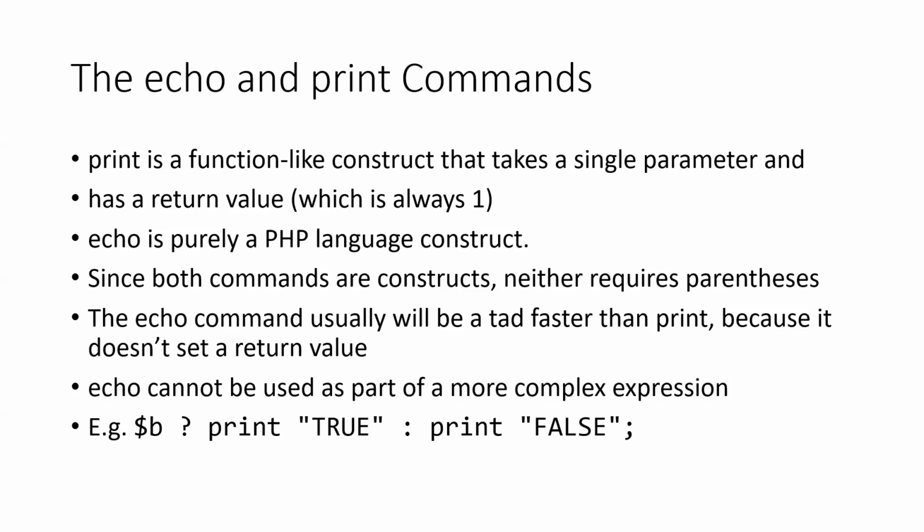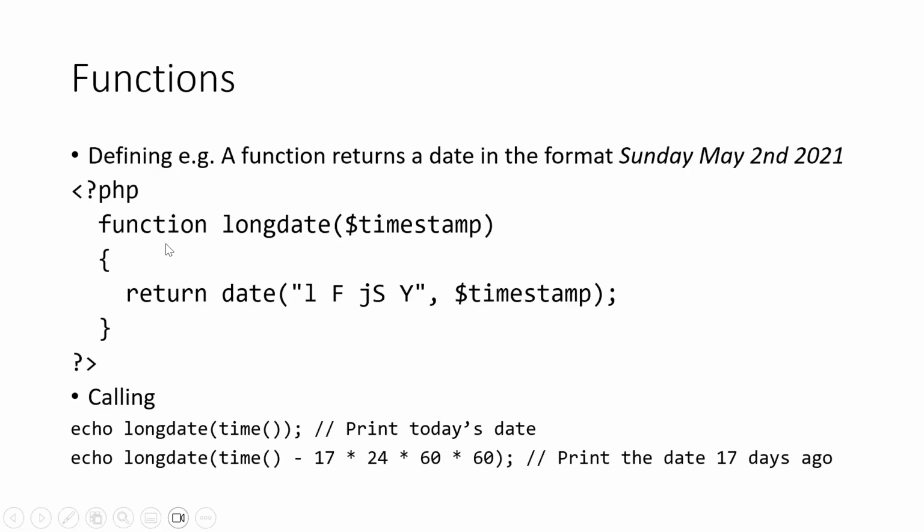For example, here, we will check whether it's B. If it is there, then we are going to print true. Otherwise, we are going to print false, because here we will check whether this is true or false, and based on that, you will take the outcome.